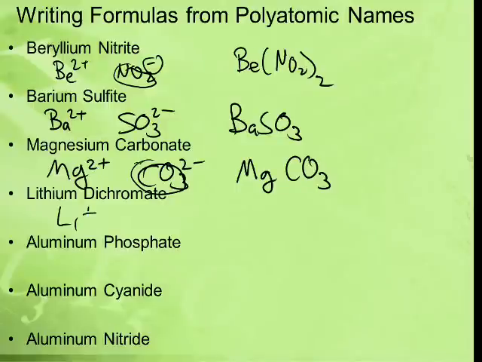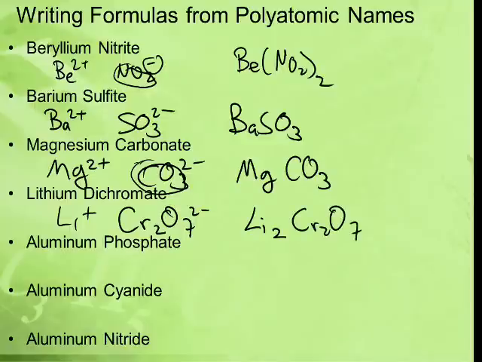Lithium is plus. Dichromate is Cr2O7 2 minus. Okay, so we have Li. We need 2 of these. And we have Cr2O7.